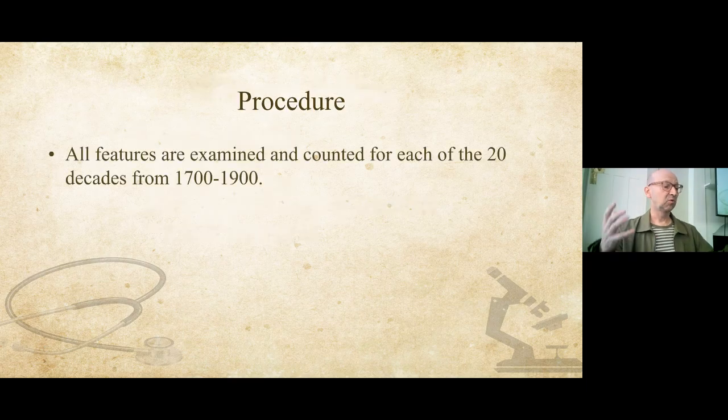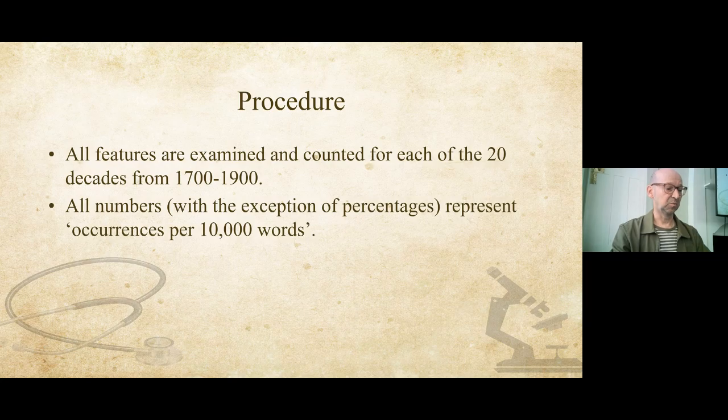The procedure was that all features are examined and counted for each of the 20 decades from 1700 to 1900. And all the numbers are normalized, with the exception of percentages, and represent occurrences per 10,000 words. So if you just see numbers, these are occurrences per 10,000 words.